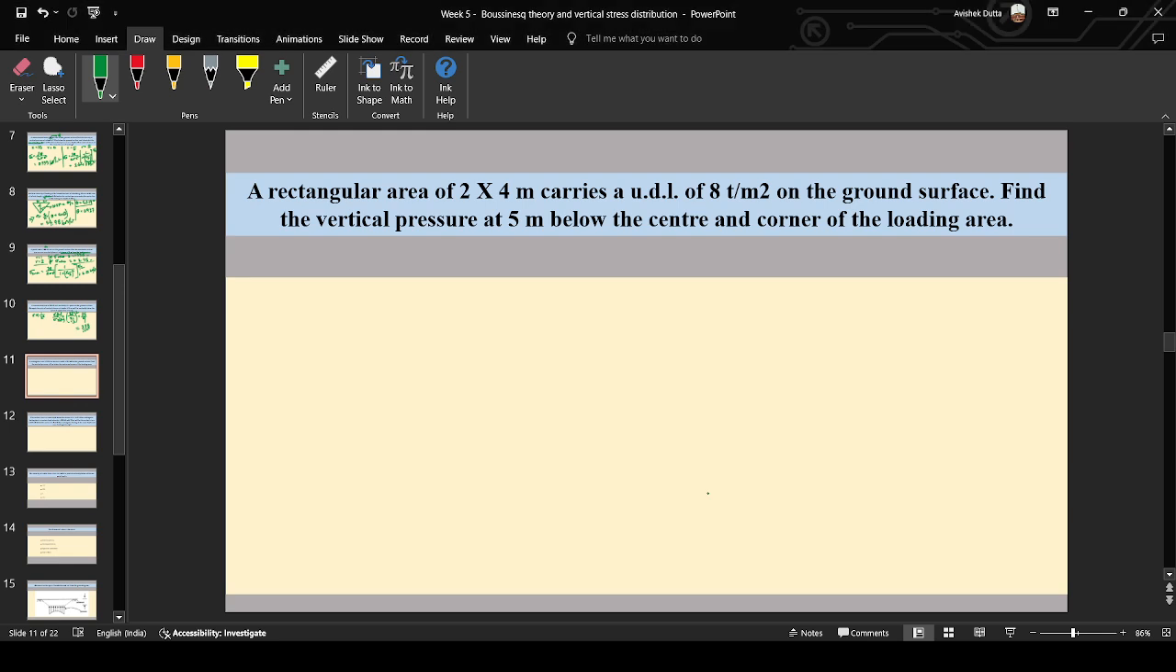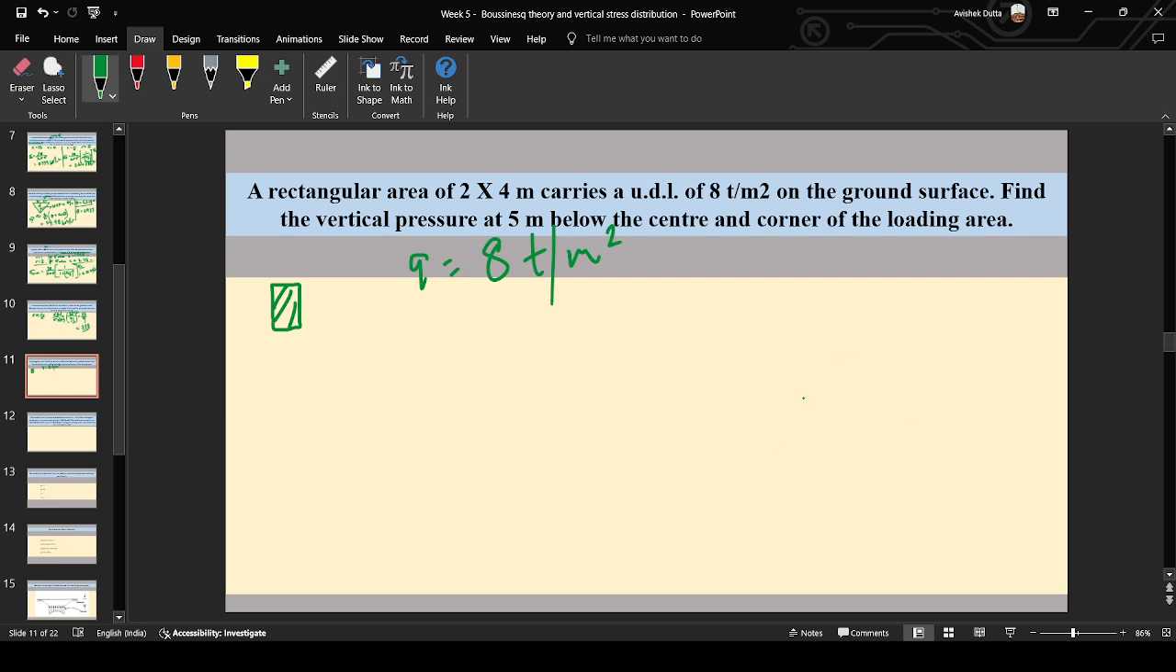Here we have a rectangular area and a UDL. We have to find the vertical pressure. In this question we will convert the UDL to a point load. How can we do that? We have a rectangular area like this, 2 meter by 4 meter, with a uniformly distributed load. The total load will be the UDL into the area. The UDL is 8 ton per meter square.